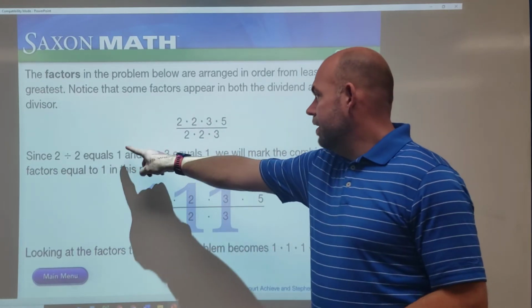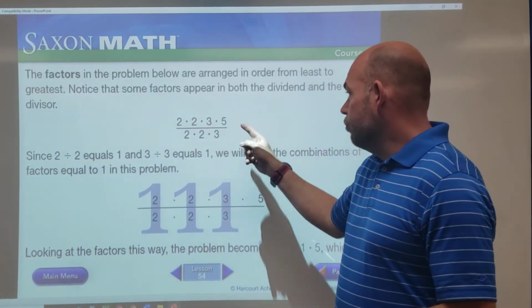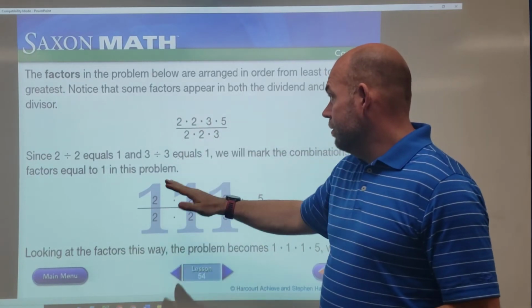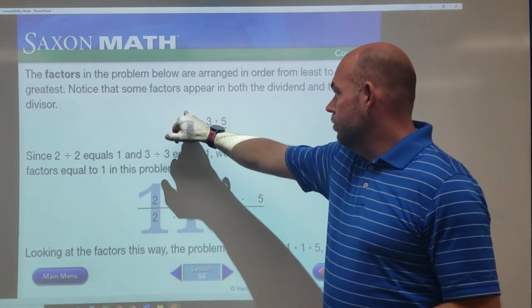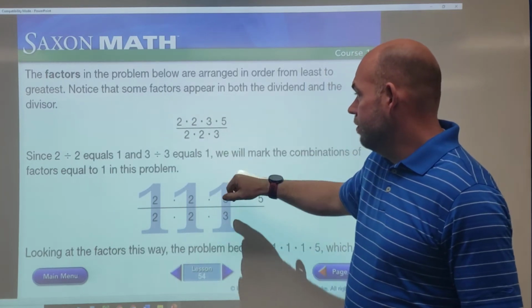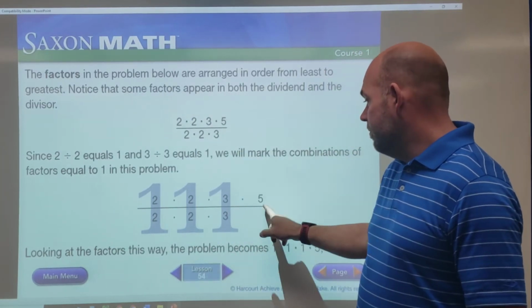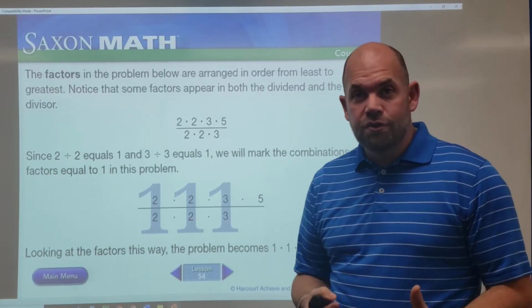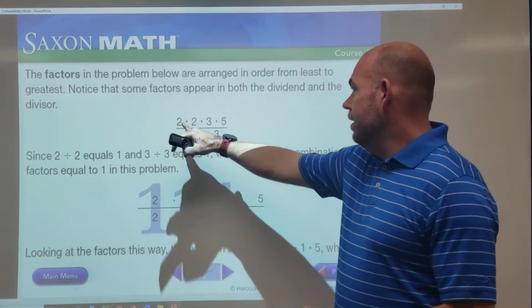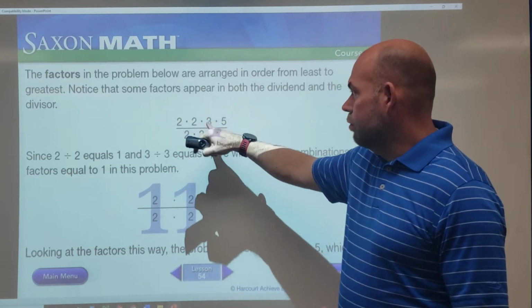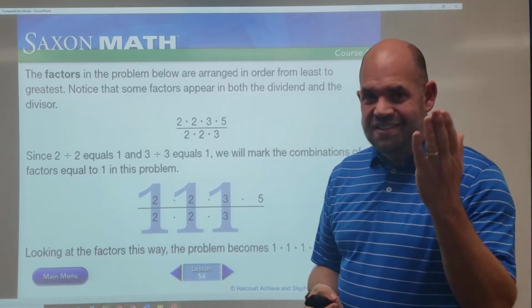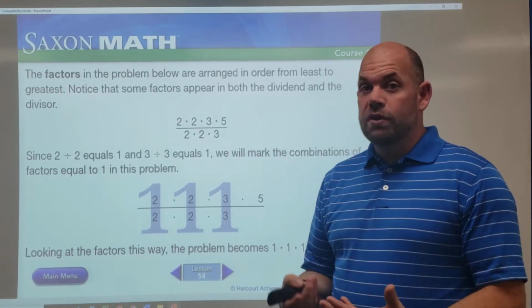Since 2 divided by 2 equals 1, and 3 divided by 3 equals 1, we can eliminate those factors from this problem. We can get rid of 2 divided by 2, 2 divided by 2, 3 divided by 3. And that just leaves us with the 5. This is just one way of reducing this problem: getting rid of any of the numbers that are the same. 3 over 3, 2 over 2, anything that would equal 1, let's just get rid of those, and that will reduce the number for us.